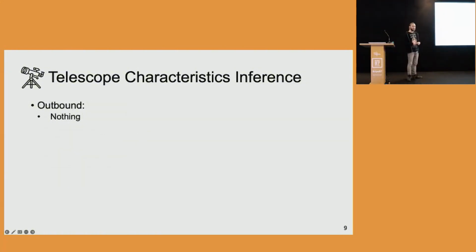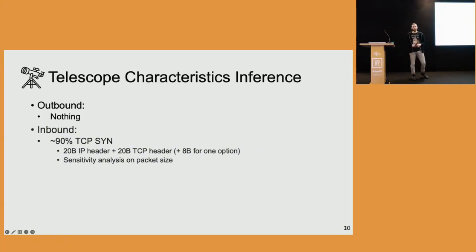First of all, when we were investigating those PCAPs, we found the obvious one: a telescope does not host anything, so it's not sending anything, so we don't have any outbound traffic here. But what's coming in is more interesting. Depending on the telescope, about 90% of any incoming packet was an empty TCP SYN. So these are scanners that are trying to establish a connection on a certain port, trying to figure out what service could be running behind this port, behind this IP address.